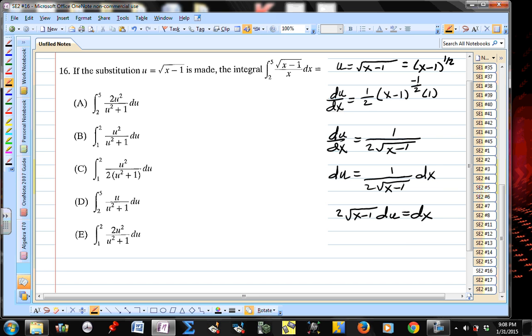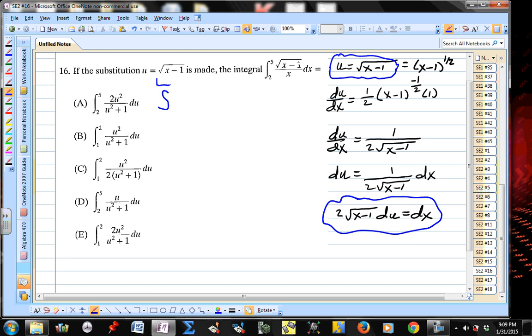And then we simplify by getting rid of the negative exponent, and we get that du/dx is 1 over 2 times root x minus 1. Then we'll get dx by itself. We multiply both sides by dx, and then we'll multiply by the reciprocal, or multiply by 2 root x minus 1 to both sides. So now that we have a u and a dx, we can work with our substitution.